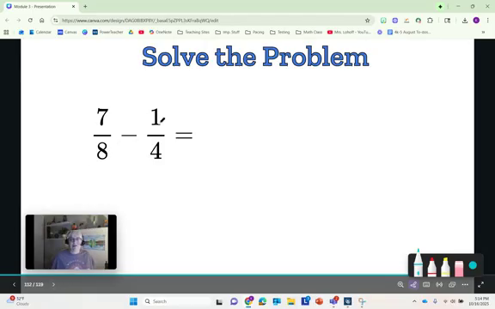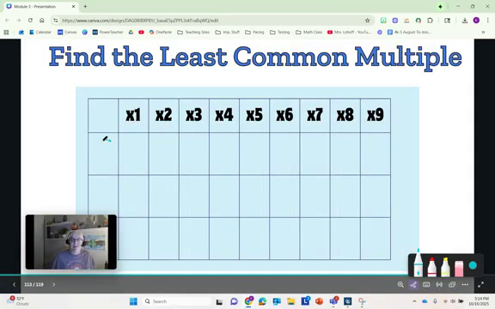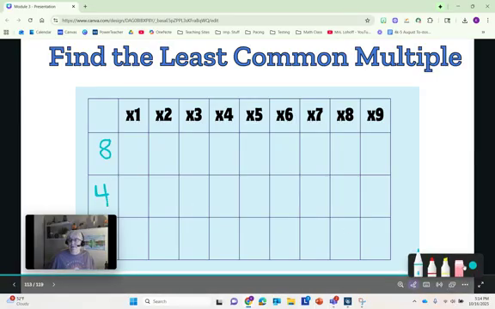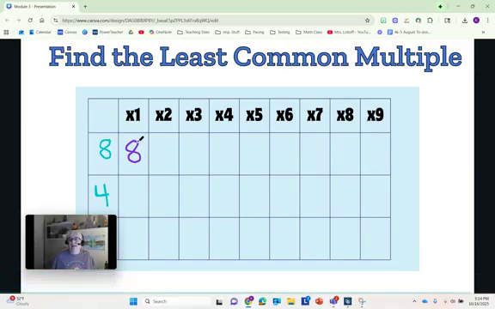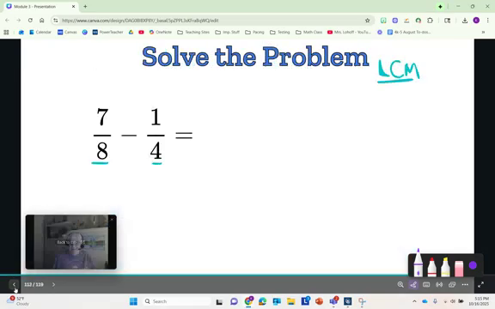7/8 minus 1/4. Denominators are not the same. We need a least common multiple. All right, let's use the chart. Maybe you have one in your mind. I don't know, but I'm going to use the chart. And I'm going to think as I put in my factors of 8, if that might appear on the 4 chart as well. 8 times 1 is 8. 4 times 1 is 4, and 4 times 2 is 8. We have our least common multiple. Again, super easy this time. Doesn't always happen that way. So 8 is our least common multiple.